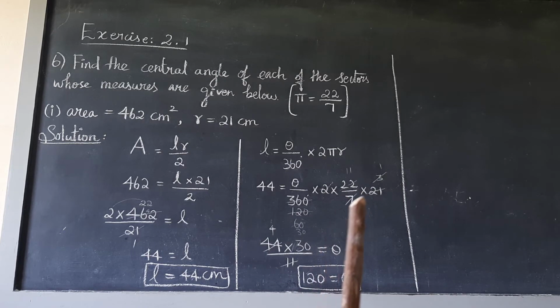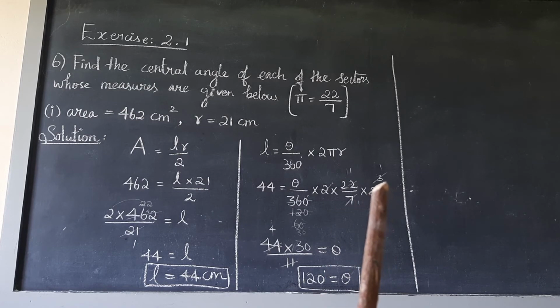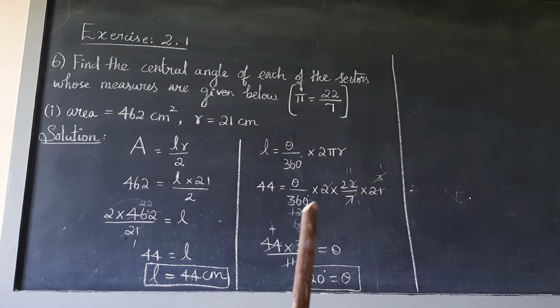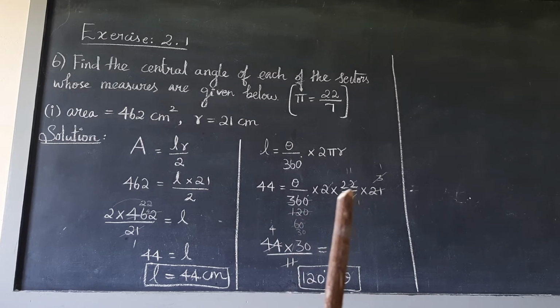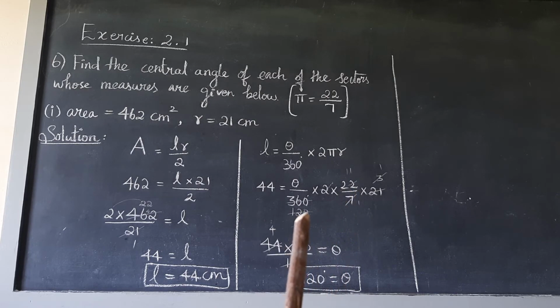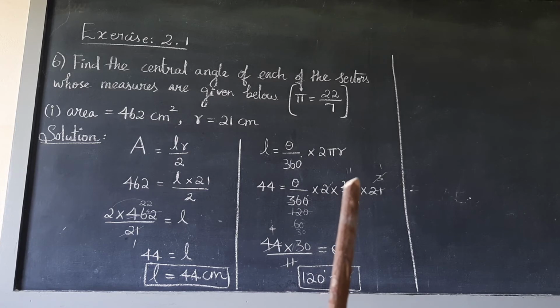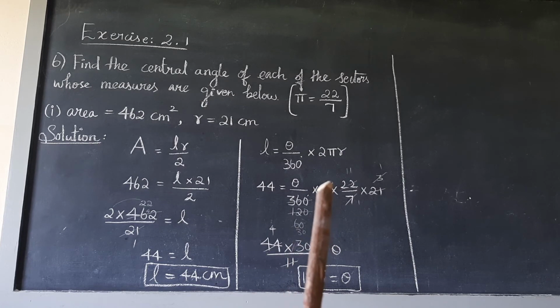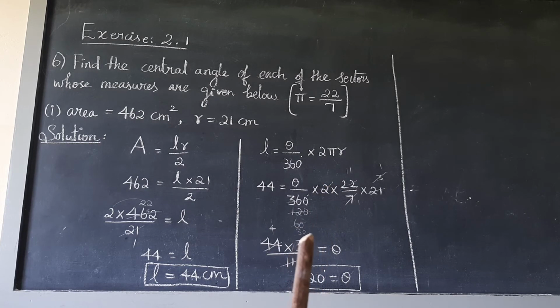Here we have 7 and here 21. 7 ones are 7, 7 threes are 21. So here 3 remains. I cancel: 3 ones are 3, 3 twelves are 36 and 0. Now here 22 and here 120. I cancel: 2 elevens are 22, 2 sixties are 120. Next, 2 ones are 2, 2 thirties are 60.